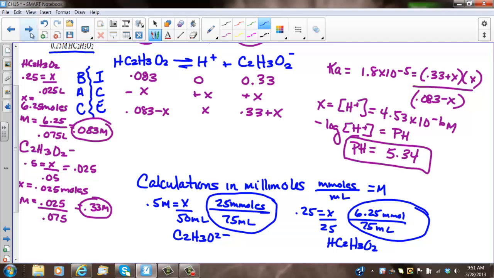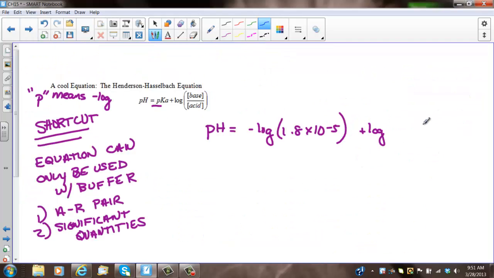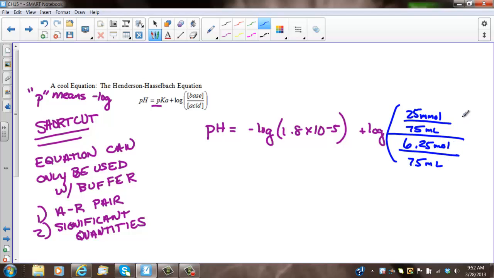So going back to this problem, plus the log of my base. My base is the acetate ion, which is going to be 25 millimoles over 75 milliliters, divided by my acid, 6.25 millimoles over 75 milliliters. Now I'm doing all this work just to show you what happens. So I can get rid of this and I can get rid of this. So basically I'm just taking my millimoles of my base and dividing it by my millimoles of my acid.